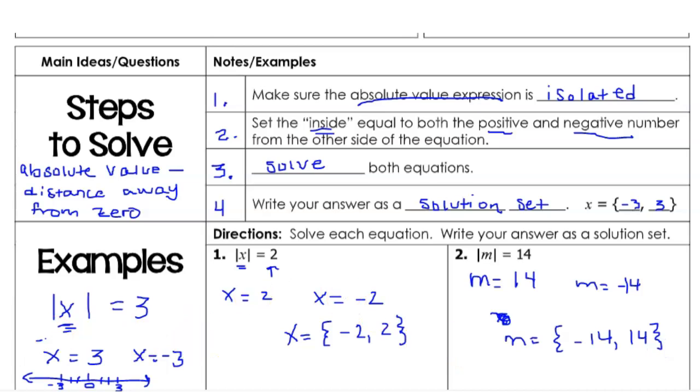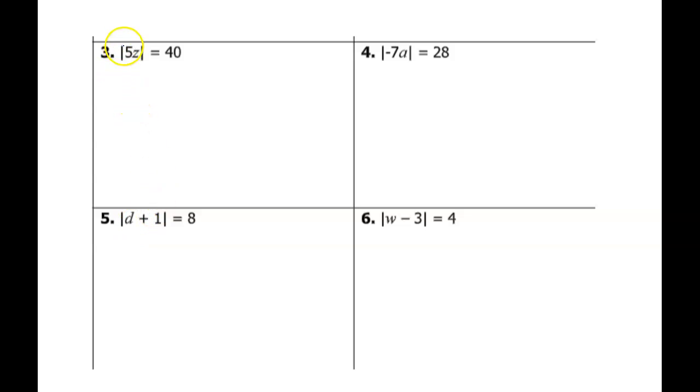I'm going to put this on pause. Okay, so let's look. We go through each step. Step number 1 is to make sure the absolute value is isolated. Okay, it is isolated. It's by itself. Step number 2 is set what's inside the absolute value equal to the positive and negative of the outside. So the inside of the absolute value is 5z. I need to set that equal to 40. And then I also need to set 5z equal to -40.